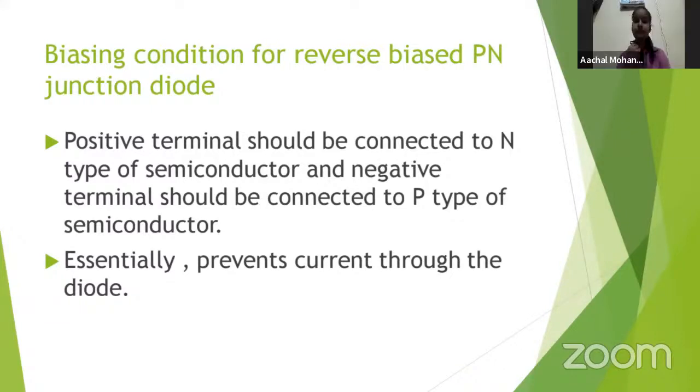Why does a PN junction diode not work in reverse biasing? Because in reverse bias condition, the depletion region increases due to the opposition of holes and electrons. So there is no flow of current in reverse bias.